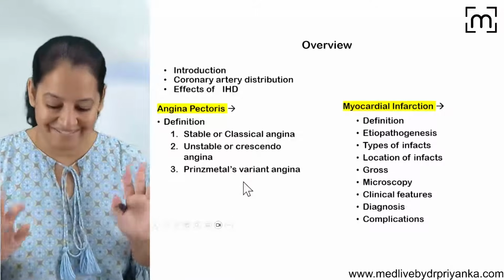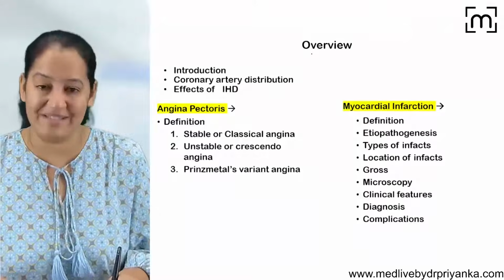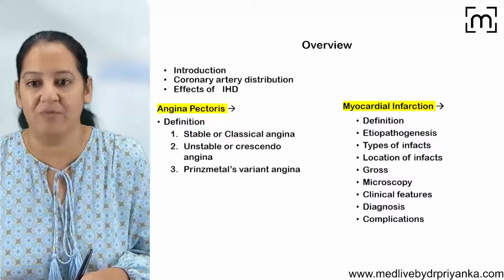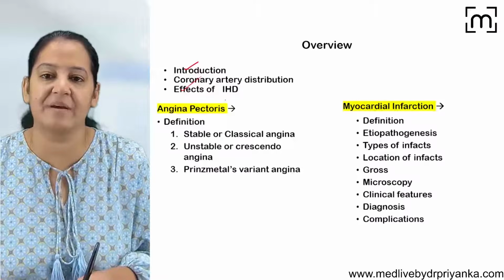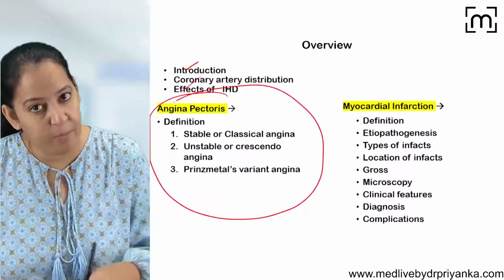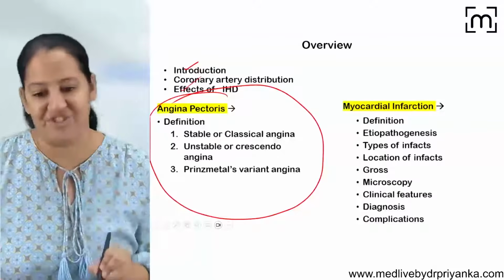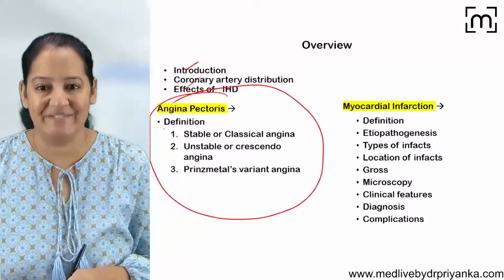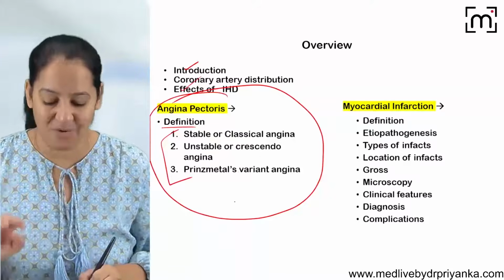So what we have learned is angina. We have started ischemic heart disease. We have seen what is ischemic heart disease, what are the effects of ischemic heart disease, and we have completed one portion of the ischemic heart disease, that is angina. So in angina, we saw the definition and the three types of angina. What is the definition of angina? Let's revise angina and move on to MI.